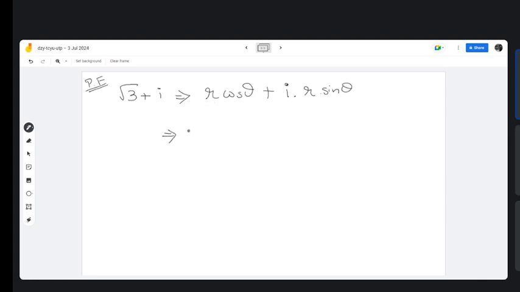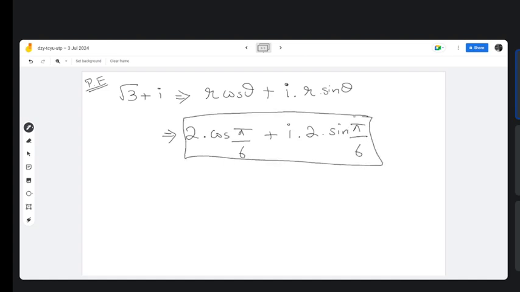We know the value of r, right? 2. We know the value, keep the cos as it is. We know the value of theta, pi by 6. Plus, keep i as it is. Okay, this is the last step. Don't get confused. R's value is 2. Sin as it is. Theta is pi by 6. This is my answer. The whole thing is my answer. They want the answer in one specific form.